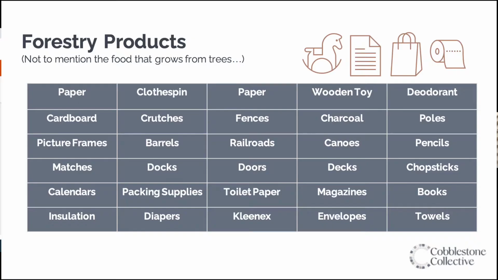Yeah, sure. All right, so in our forestry products, and these are not all of them, there's even more, we know we have paper, we have clothespins, the crutches, the barrels, the fences, the docks, even diapers and Kleenex and magazines. All these would not be possible without trees. So this is just a few examples.